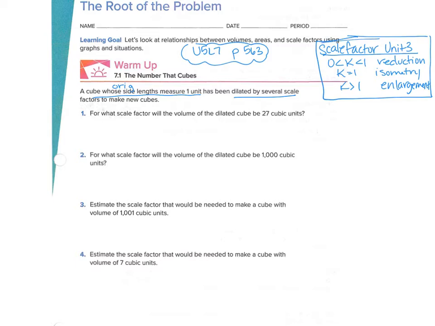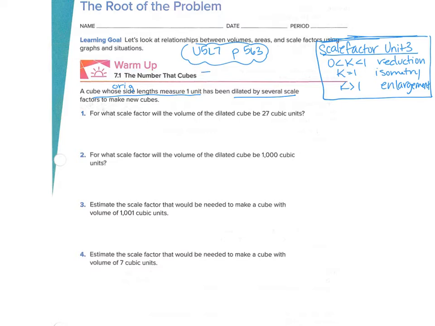As a reminder from Unit 3, when my scale factor is between 0 and 1, that's a reduction, my cube would get smaller. If my scale factor is 1, that's an isometry, my cube stays exactly the same size. And when my scale factor k is greater than 1, it's an enlargement, and my cube will get bigger.